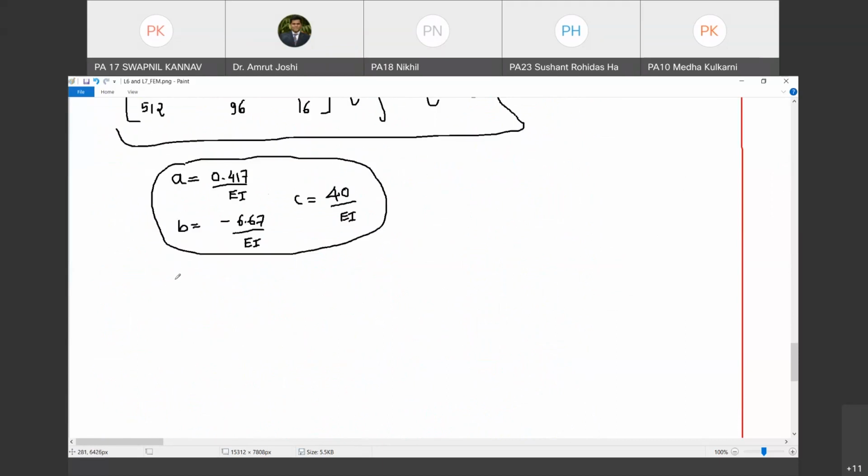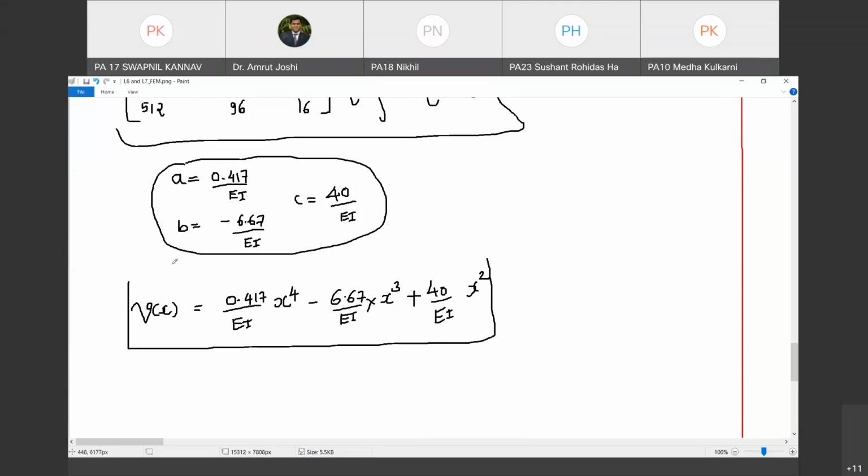What is the expression? Expression for V of x is 0.417 by EI into x raised to 4, minus 6.67 by EI into x cube. Are you with me? Plus 40 by EI x square. Happy? This is the expression for V of x that we have got by the principle of minimization of potential energy.